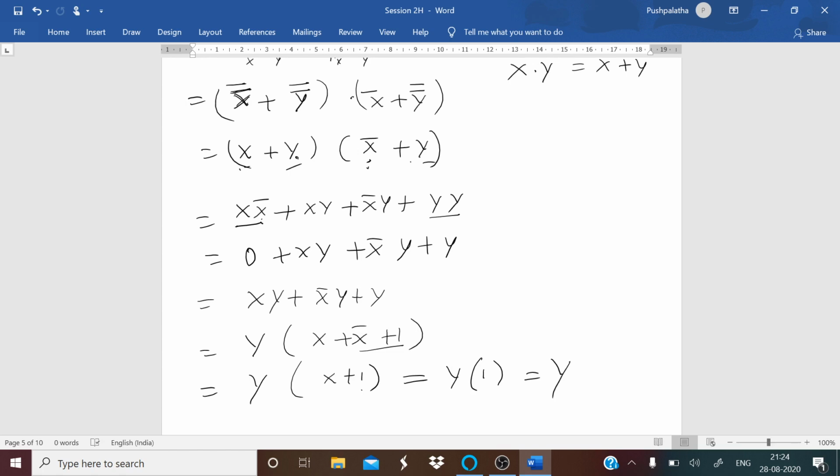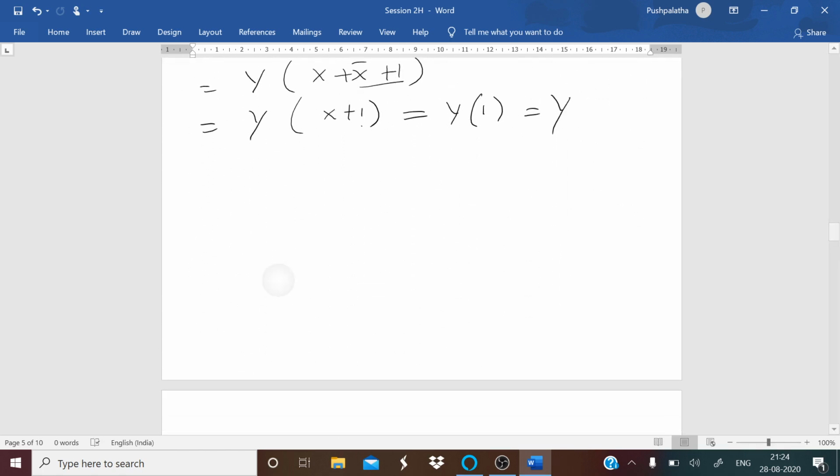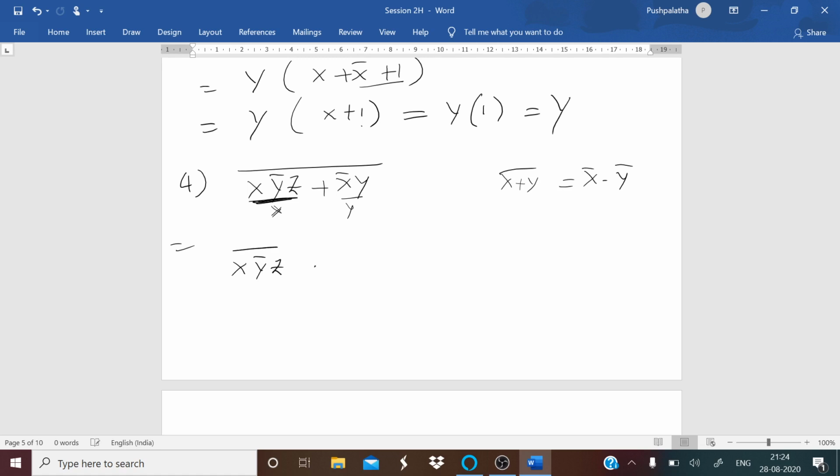Let us solve two more sums here in a similar manner and then we'll stop. X y bar z plus x bar y the whole bar. So this is in the form of x, this is your y. That is, x plus y the whole bar is equal to x bar into y bar. So this whole term is your x now. So that becomes x y bar z. This is x bar into y is your x bar y bar. So that is y bar.